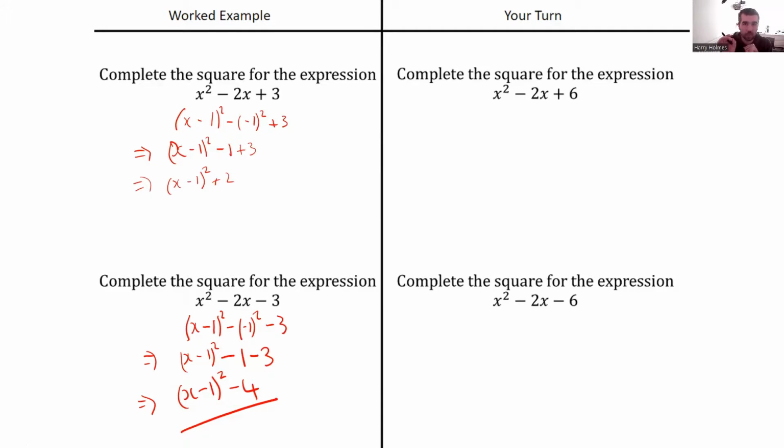So if you want to hit pause on the video and then try those 2 questions on the right, when you hit unpause, I will go through those 2 questions on the right with you. Hit pause.